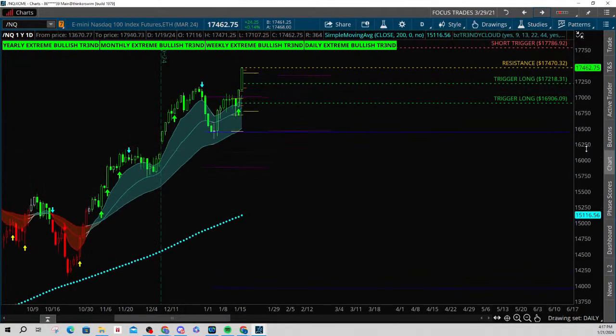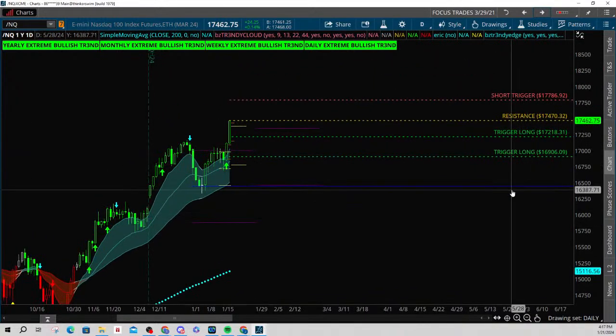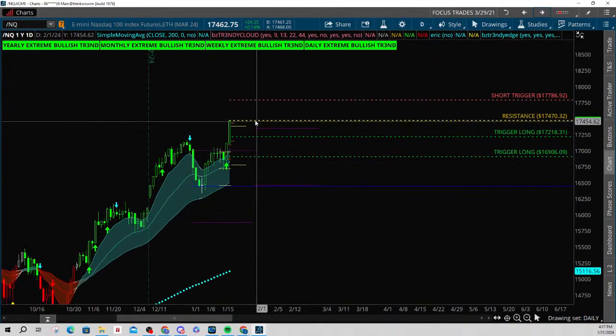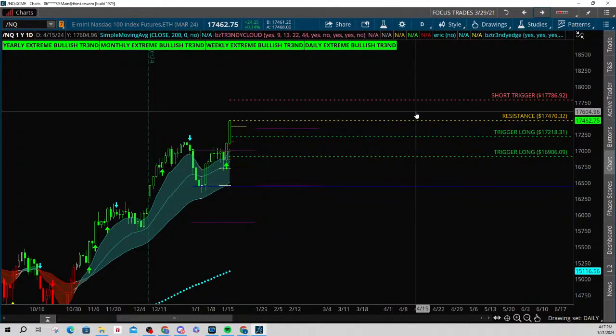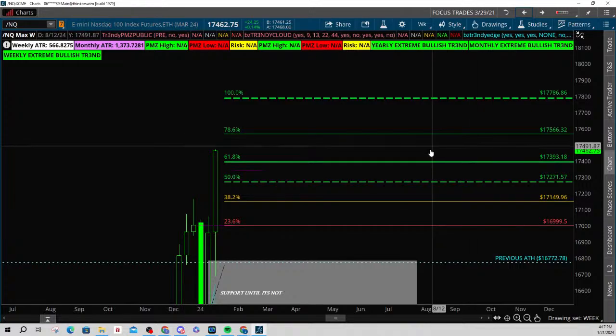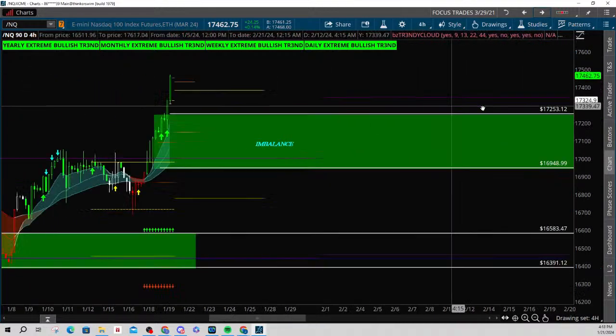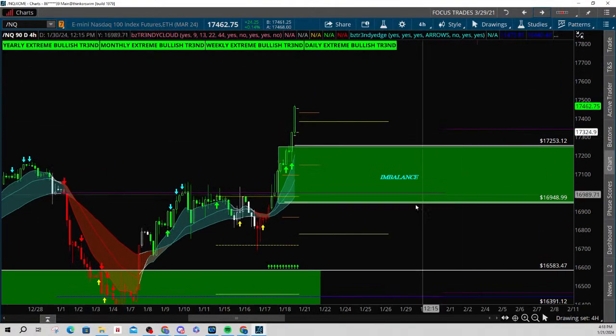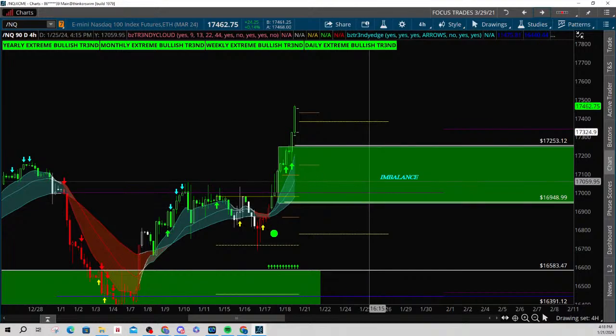Here on the daily, these are my trigger longs at 17,218, 16,906. Resistance, again, is just that high from the previous week. And your short trigger is around 17,786, which is the same number as this 100% extension here. Now, as far as the 4-hour imbalance, same thing that I did there on the ES futures. You guys can see I took this imbalance.